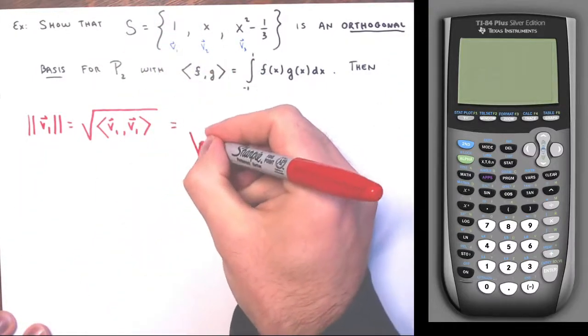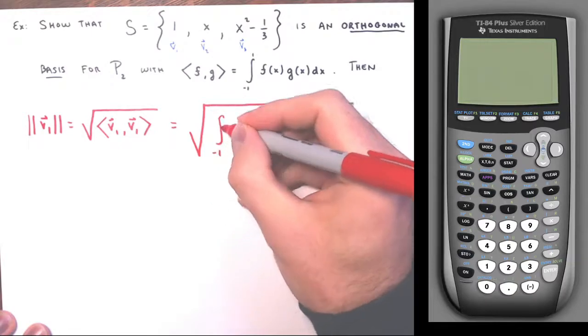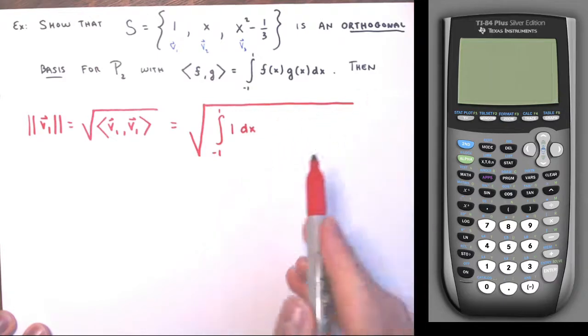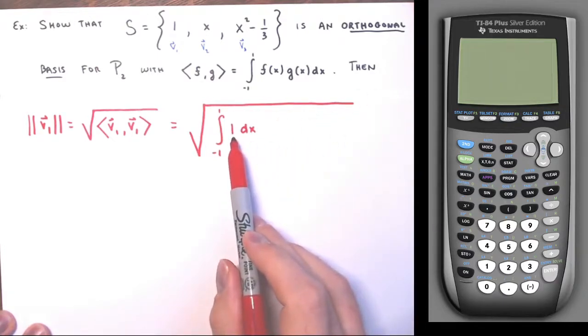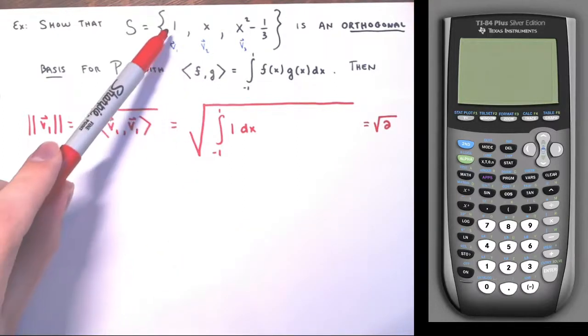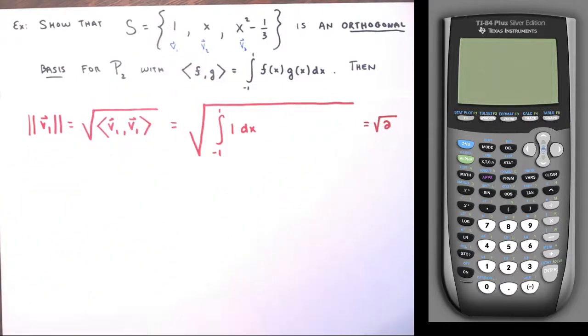So this is the square root of the inner product of V1 with V1, which would be the integral from -1 to 1 of 1 times 1, or just 1 dx. Now, this one's pretty easy. This integral would just end up being 2. So this is the square root of 2, which notice is not 1. So this vector, this 1, is not a unit vector under this inner product. I would need to divide it by the square root of 2 to get a unit vector under this inner product. Okay, do the same thing for the rest.